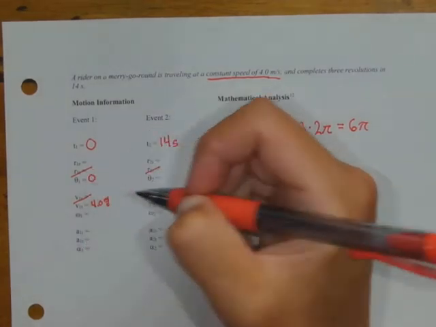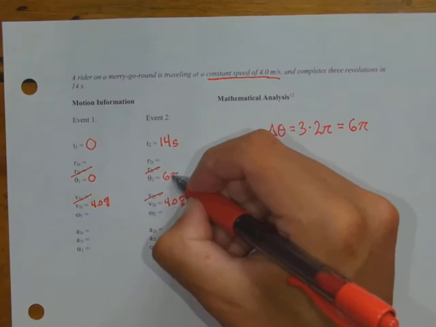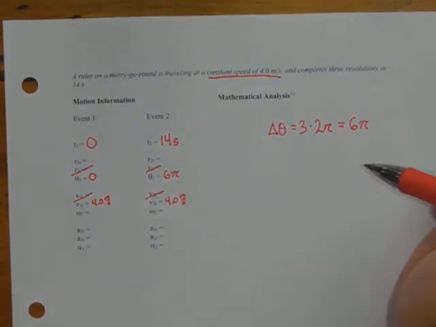So the initial angular position is equal to 0. The final angular position is equal to 6 times pi. And I'm just going to leave it as 6 pi there. And the units are radians.